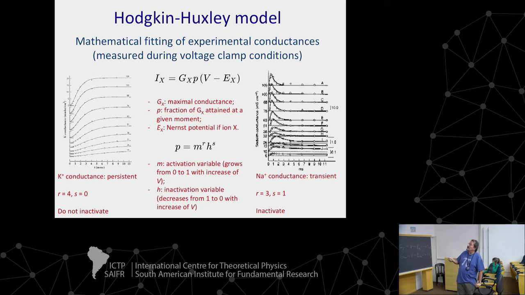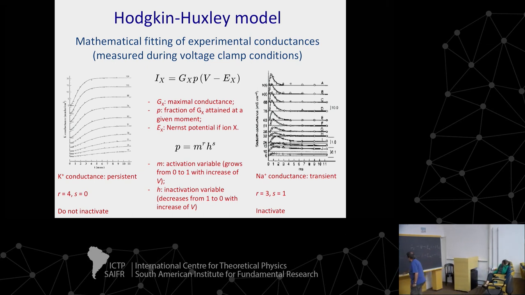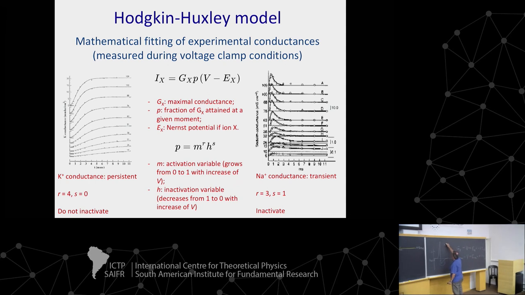And how did they model this fraction P? They model it as a product of two terms to some powers, in this case R and S. The M variable is the so-called activation variable. It's a value that grows from 0 to 1 with increase of V. All of them are sensitive to the voltage, but M increases with V. So M is like this. The M variable increases with voltage.